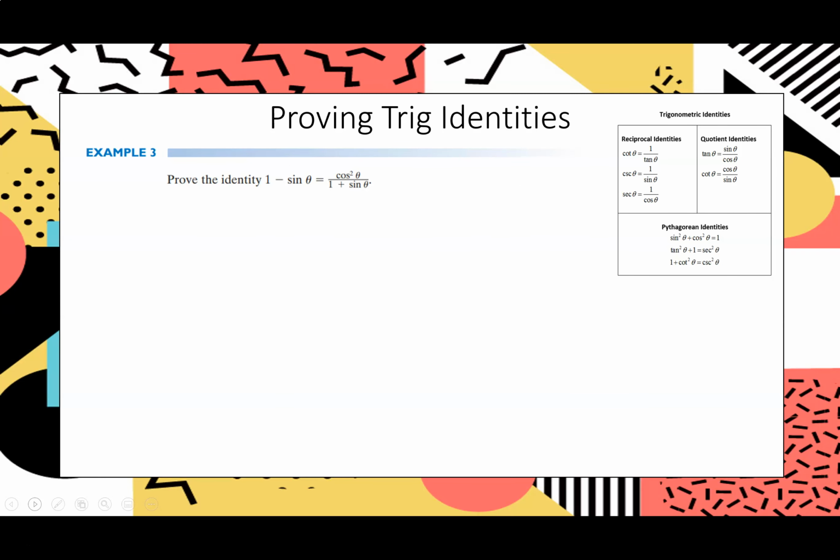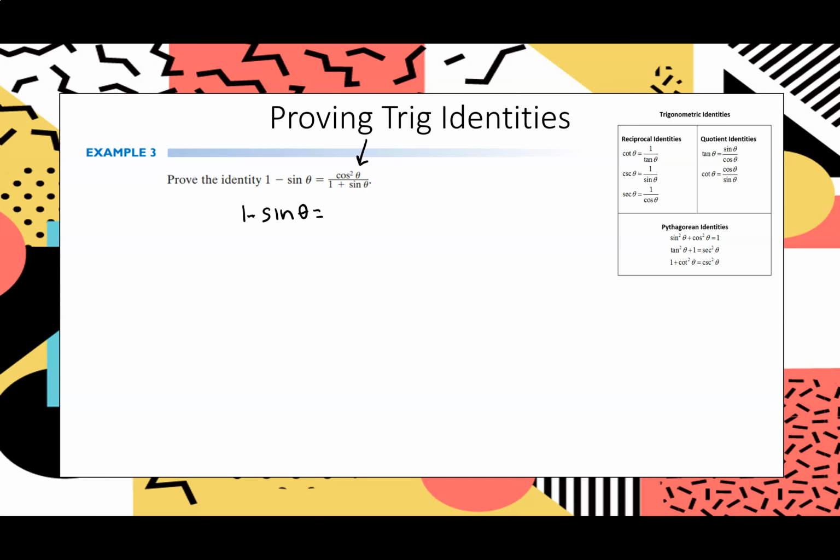Okay, let's try another one. We're going to try to prove that 1 minus sine theta equals cosine squared theta divided by 1 plus sine theta. Which one's more complicated? I would say this one on the right is more complicated. So we're going to work with that one. I'm just going to rewrite this 1 minus sine theta, and we're going to work with that one on the right.